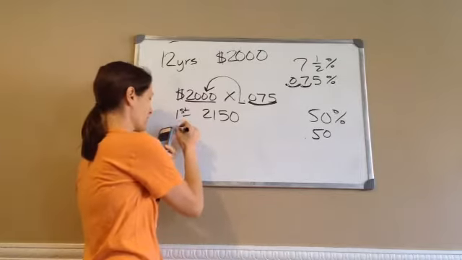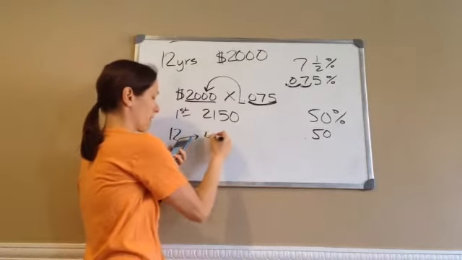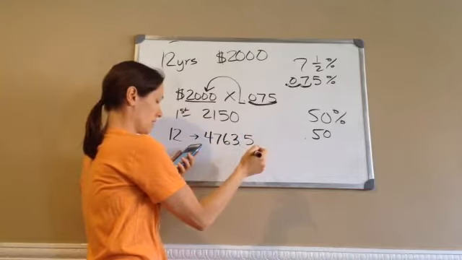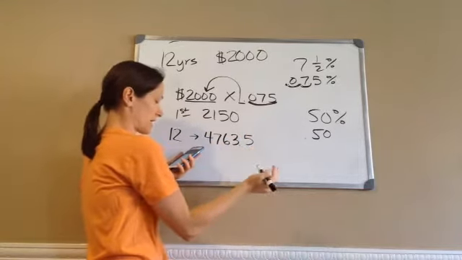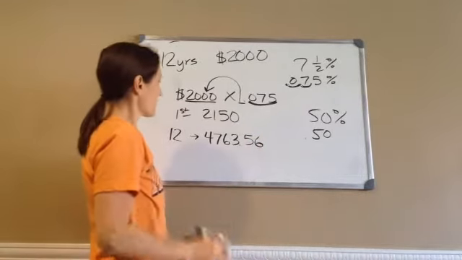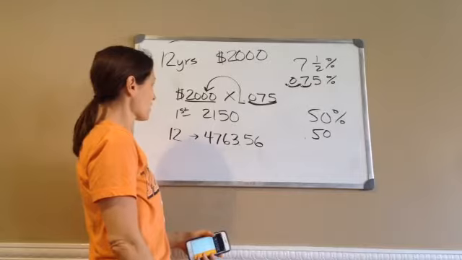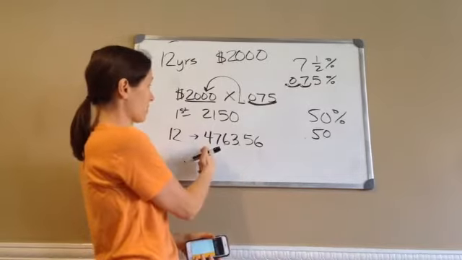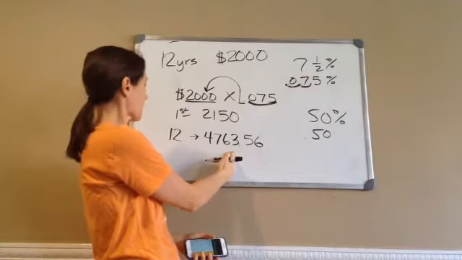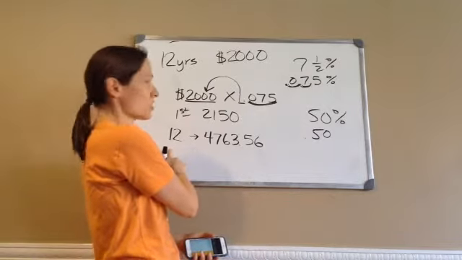4,763. Okay, so after 12 years, $4,763 and 55, but it has a 9 after it, so 56. Very good. Isn't that cool? So how that works? So you gained what? 2,763 just by keeping it in the bank for 12 years. Okay? So that's how that works.